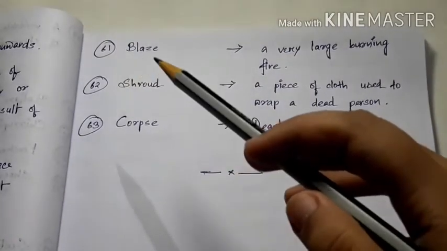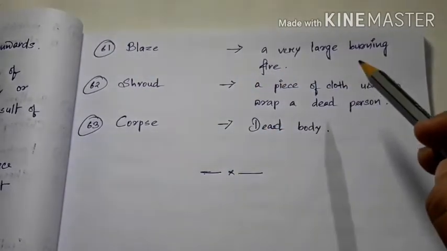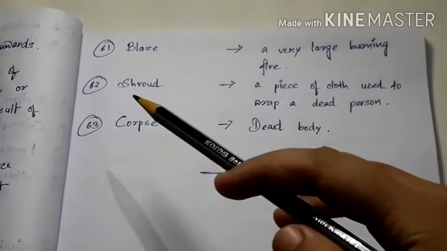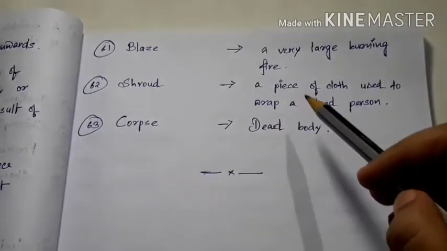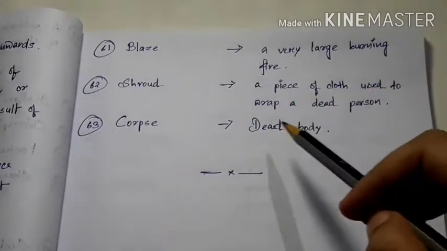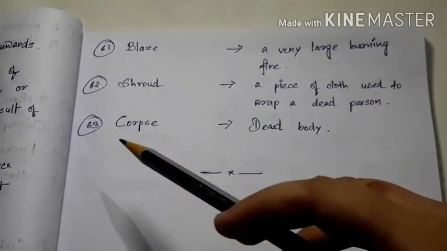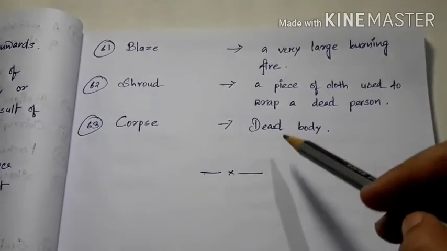Number 61, blaze, meaning a very large burning fire. Number 62, shroud, meaning a piece of cloth used to wrap a dead person. Number 63, corpse, meaning a dead body.